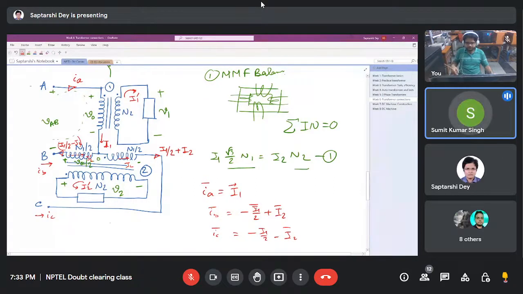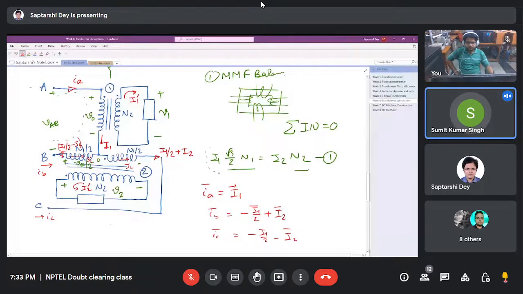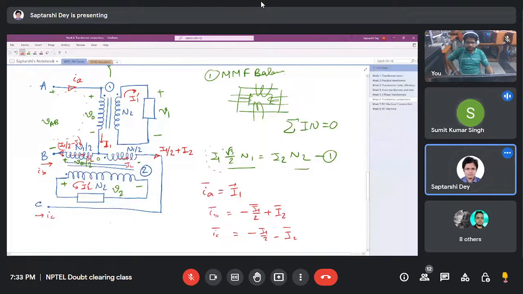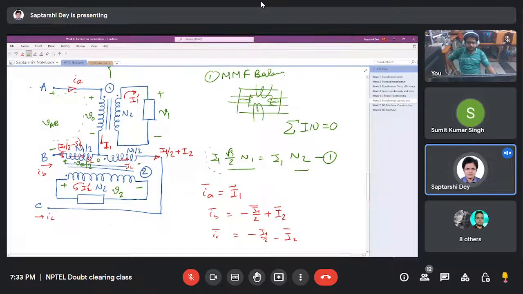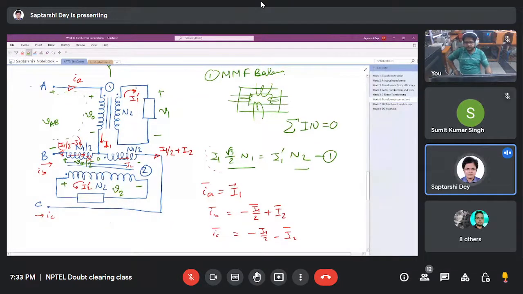Sir, I have a doubt only in equation 1, the MMF balancing. Sir, you have written this equation for transformer 1? Yes, yes. So in the primary there is I1 into root 3 by 2 N1, but in the secondary there is current I1 dash. Oh, sorry. I just tried to draw, right. I1 prime. Just the MMF balance of this transformer.